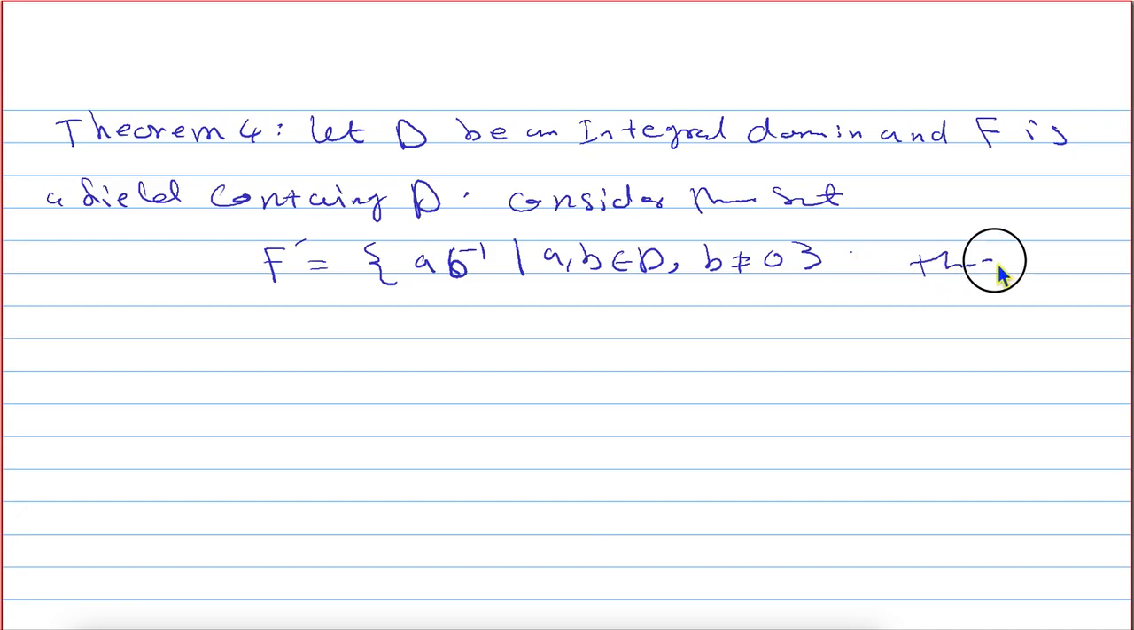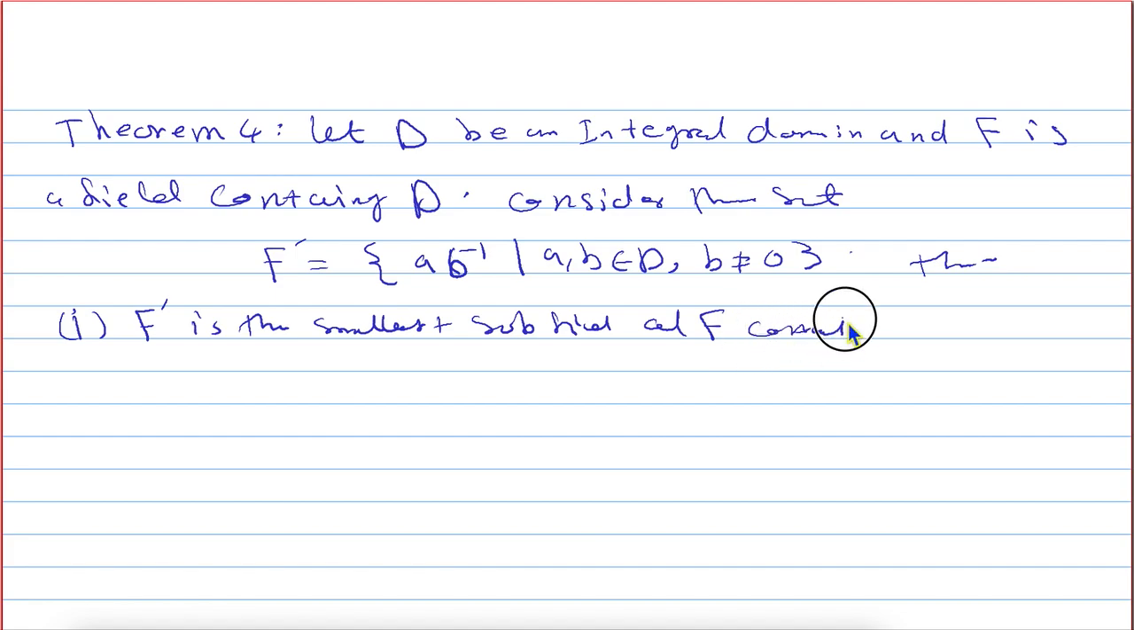Then, 1: F prime is the smallest subfield of F containing D. 2: F sub D, the quotient field of D, equals F prime.